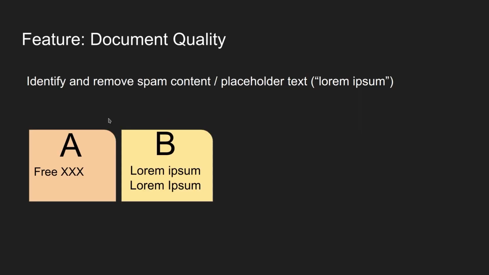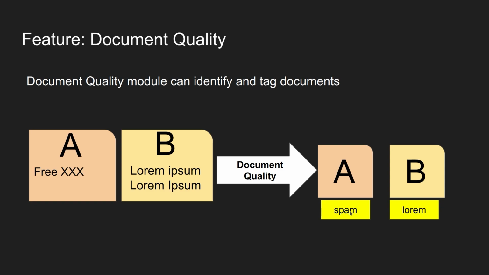Next step, we are going to check for document quality. In my document set, I have 2 documents. One is spam, one is lorem-ipsum. We are going to eliminate them, and the way we do that is by running the document quality module. It goes through the documents and gives you a score or a flag. So it flags A as having spam, and it flags document B as having lorem-ipsum text. We are going to use these flags to eliminate low quality documents.